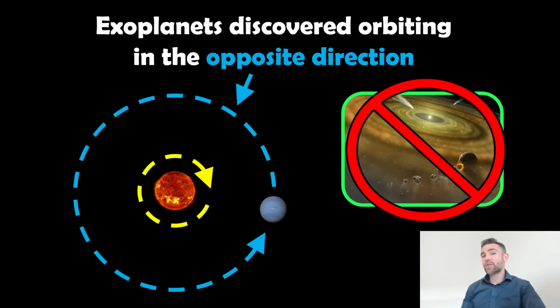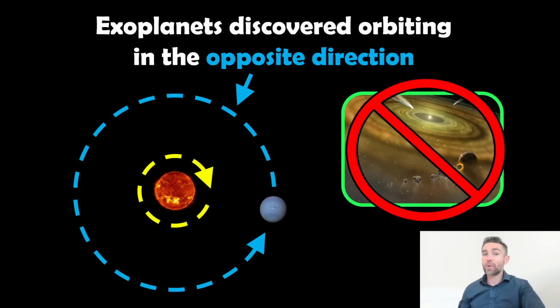However, we have discovered some exoplanets, so these are planets orbiting other stars outside the solar system, and they've been discovered to orbit the wrong way round their star. So the star is rotating in one direction and then the planet is going backwards, and we call that a retrograde orbit. If it's going the same way, we would call it prograde. Now that might suggest that they didn't form together.